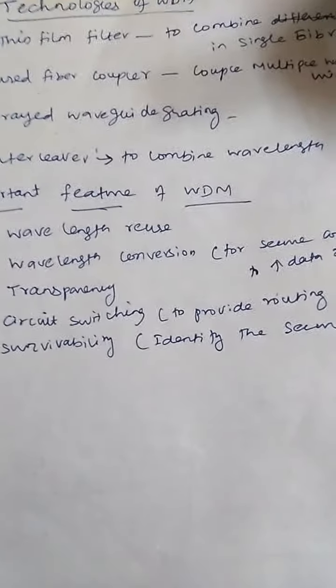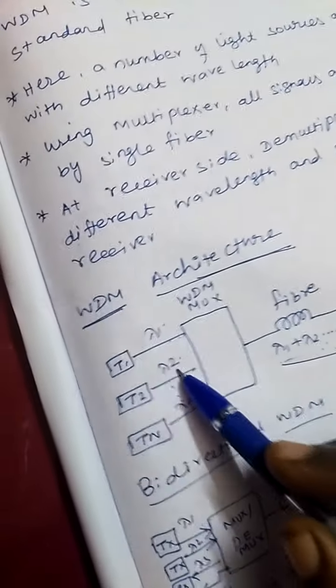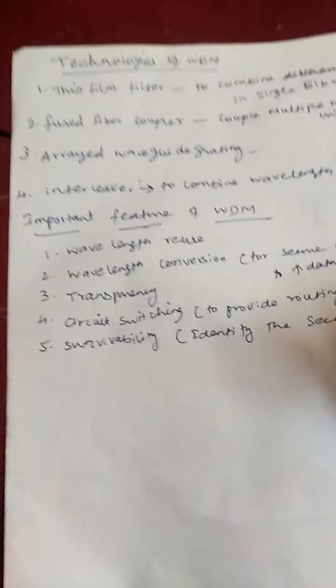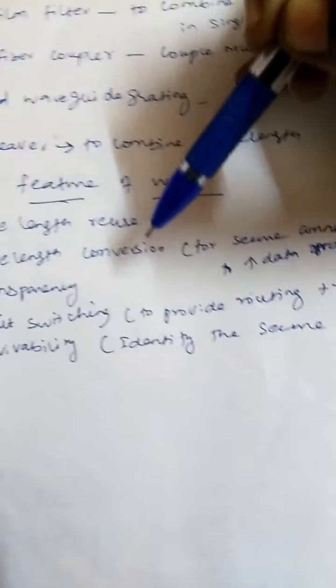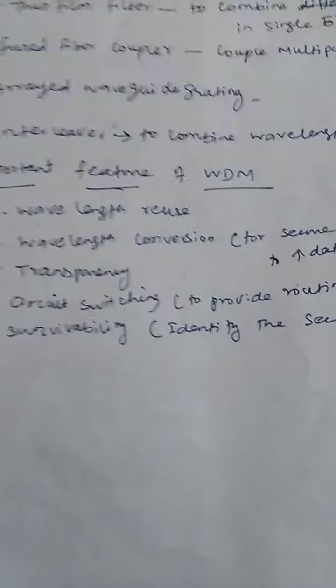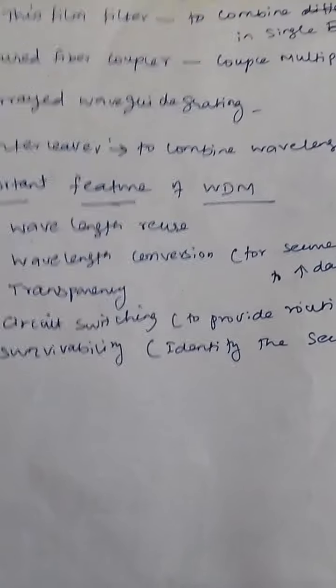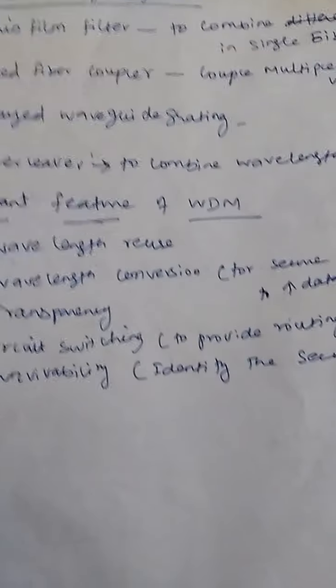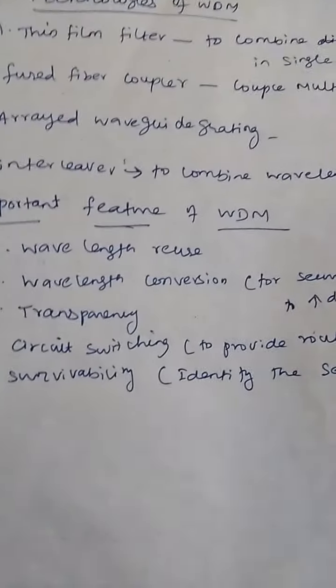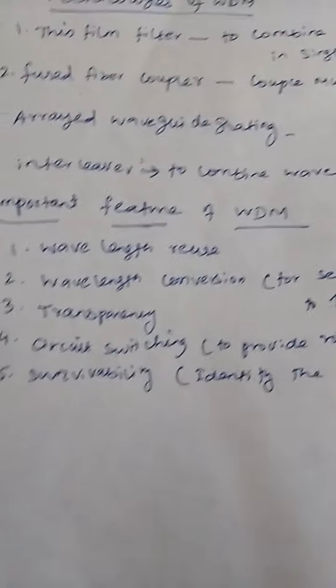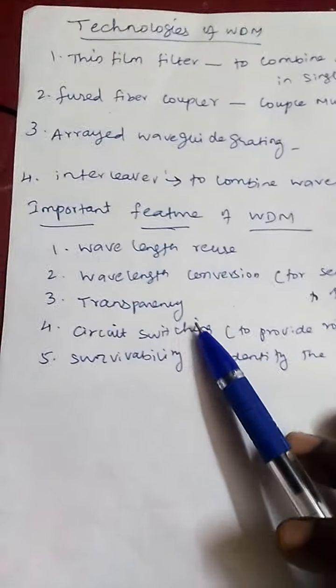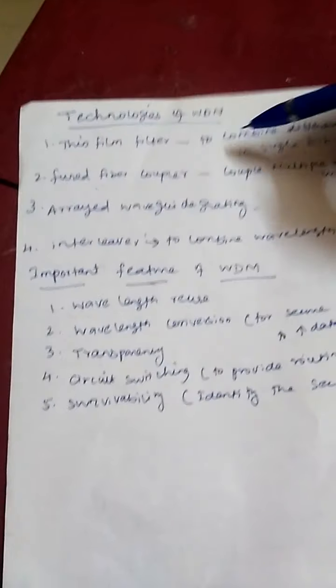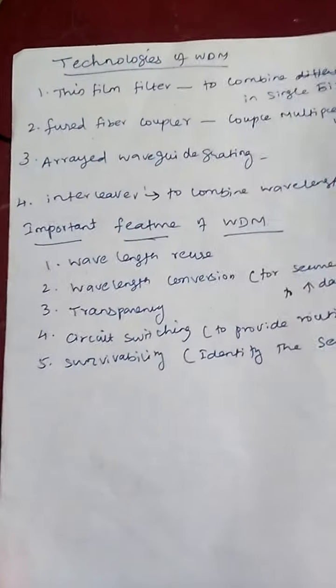Wavelength reuse: we can reuse the wavelengths lambda 1, lambda 2, lambda n. Next one is wavelength conversion. Using wavelength conversion, it will provide a secure connection, and using this secure connection we can increase the data rate. Third one is transparency. Many people use Wi-Fi. Using this WDM, we can get transparency of all the data.